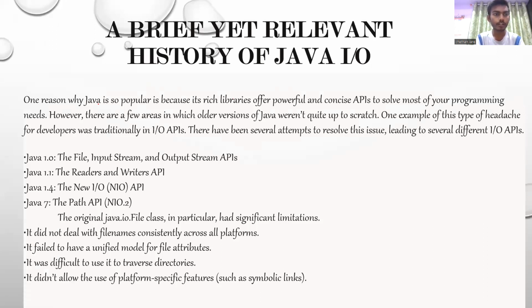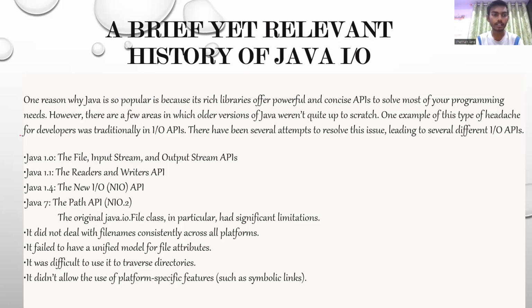One reason why Java is popular is because its rich library offers powerful and concise APIs to solve most of your programming needs. However, there are a few areas in which older versions of Java weren't quite up to scratch. One example of this type of headache for developers is traditionally the IO APIs. There have been several attempts to resolve this issue, leading to several different IO, input and output, APIs.